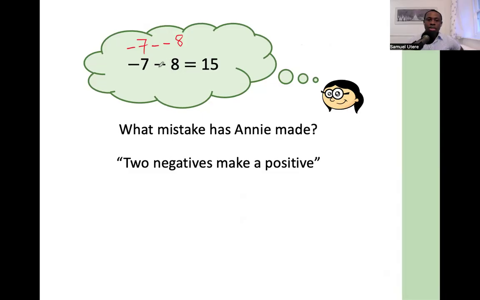So the way Annie should have done this calculation is to start at negative 7. To subtract 8 means she should do 8 steps to the left of her number line, which will result in negative 15.